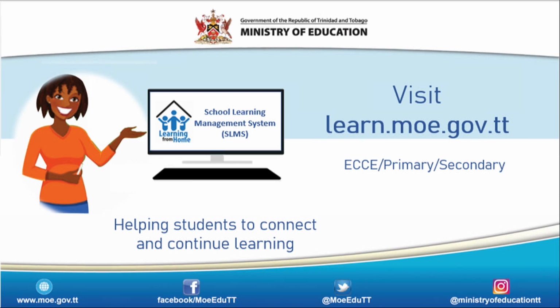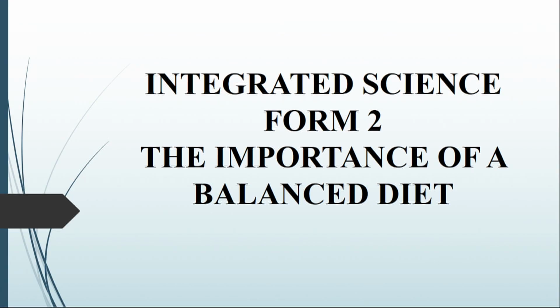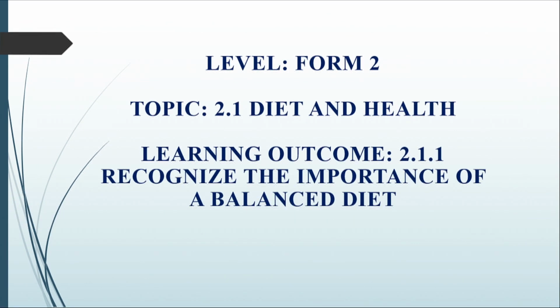Let's begin today's lesson. Today's lesson is in Integrated Science, Form 2, and it is on the importance of a balanced diet. The learning outcome for today is number 2.1.1, recognize the importance of a balanced diet, and it comes from diet and health.